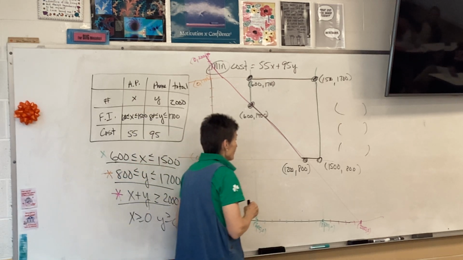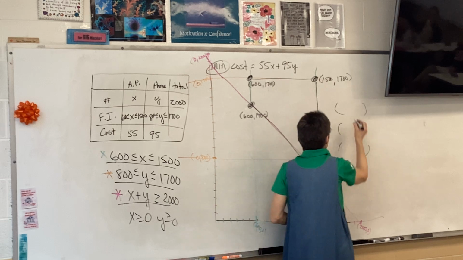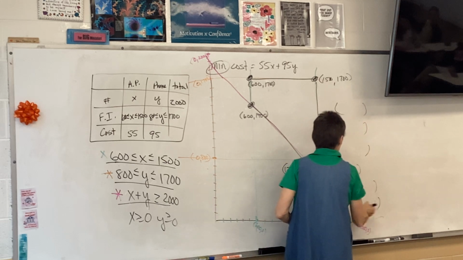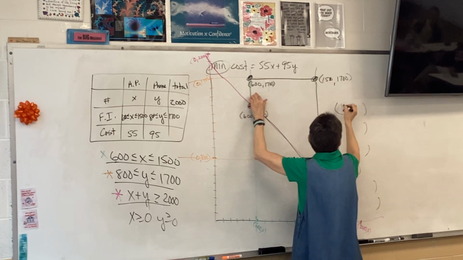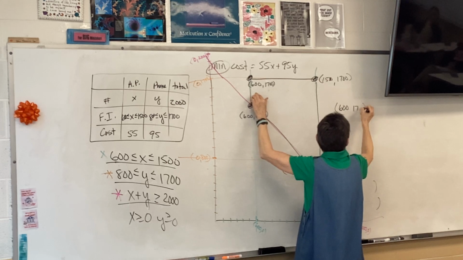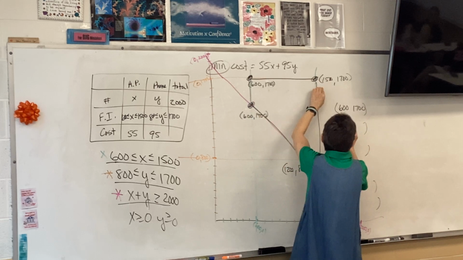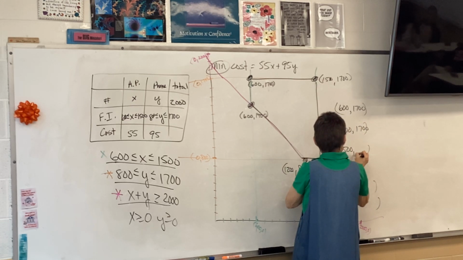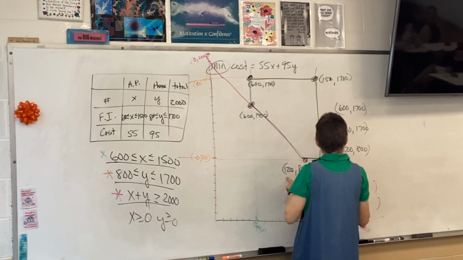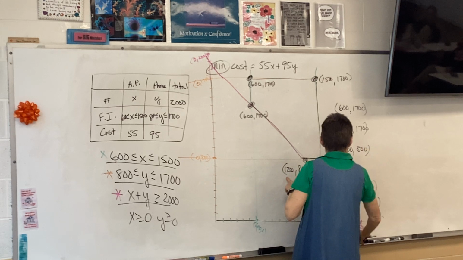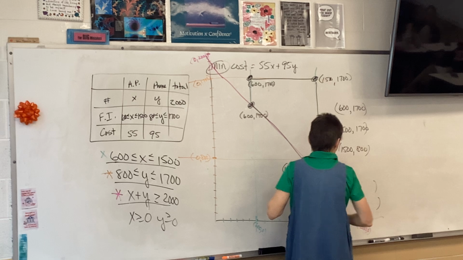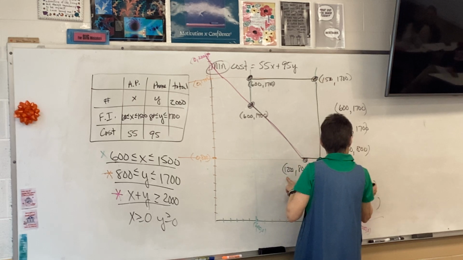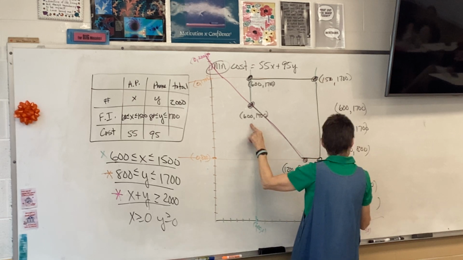So here they are. We got 5 points. 600, 1,700. 1,500, 1,700. 1,500, 800. 1,200, 800. 600, 1,400.